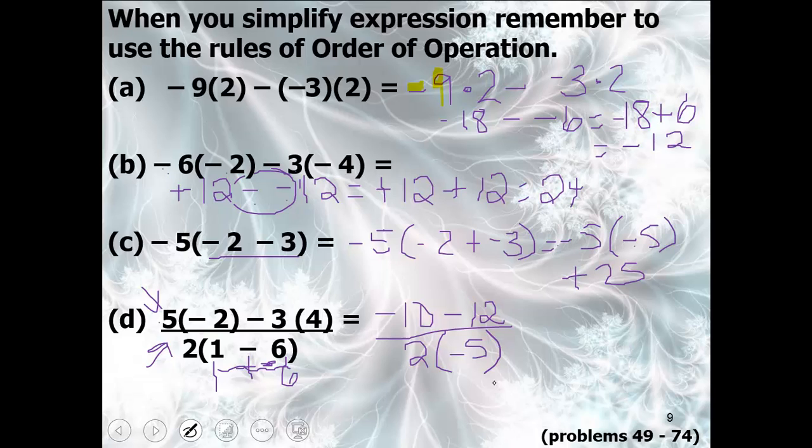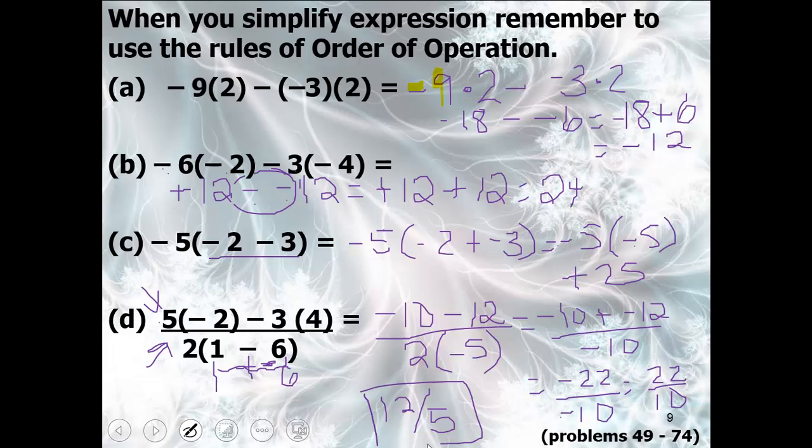Okay. Negative 10 minus 12, negative 10 plus a negative 12 over negative 10. So I get negative 22. When I'm adding two negative numbers, I get more negatives. Negative 22 over negative 10. All right, negative divided by a negative becomes a positive. That's 22 over 10. And I'm going to divide top and bottom by 2 because they're both even. So I'm going to continue over here, and I'm going to get 12 over 5 as my final answer.